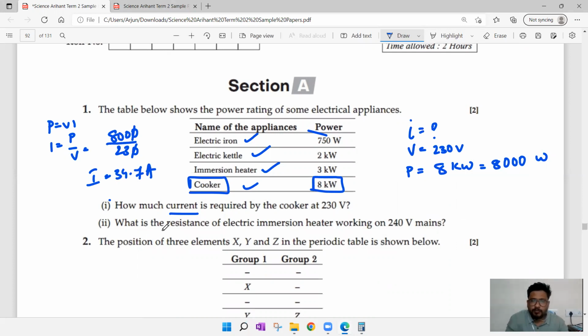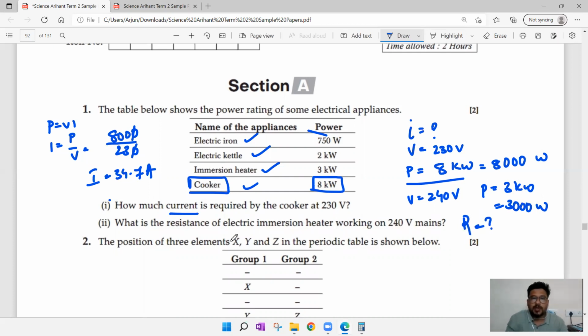Next question. What is the resistance of an electric immersion water heater working on 240 volt mains? Now you see they have given that voltage is equal to 240 volt, and they are asking about the immersion heater. So for the immersion heater, power P is equal to 3 kilowatt. 3 kilowatt means 3000 watt. Now what they are asking is the R value. R is equal to question mark.